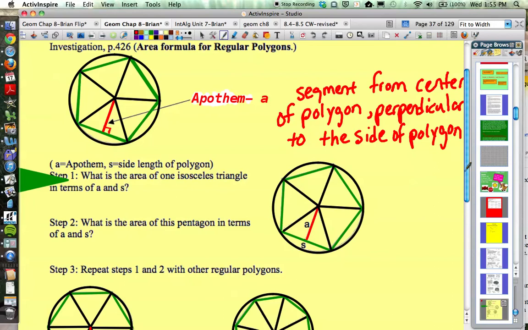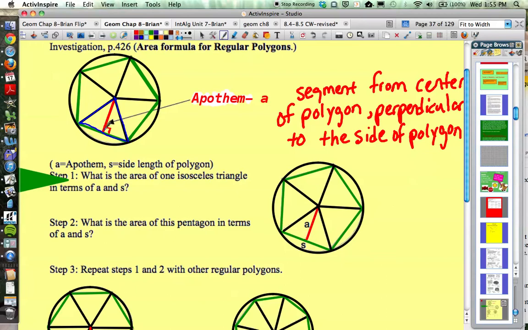Okay, so let's figure out what the area formula is for this regular pentagon, or any regular polygon really is our eventual goal. So look at this triangle right here. We know that the area of a triangle is base times height divided by 2.